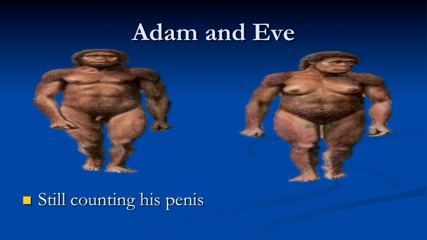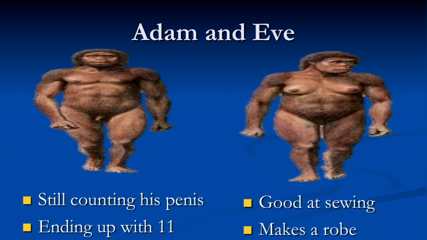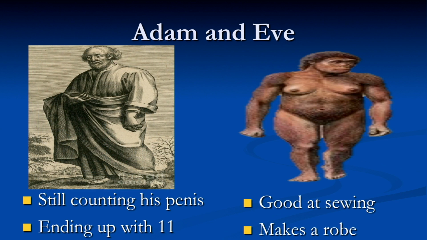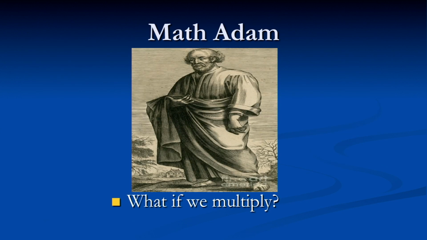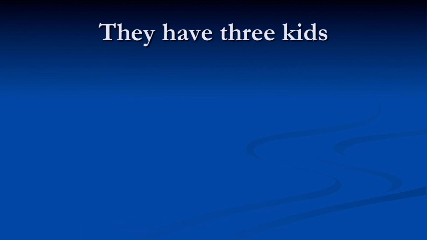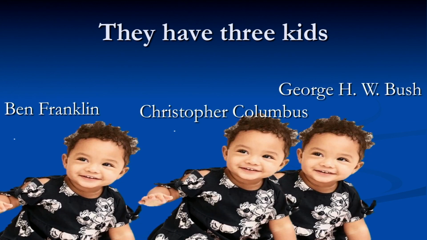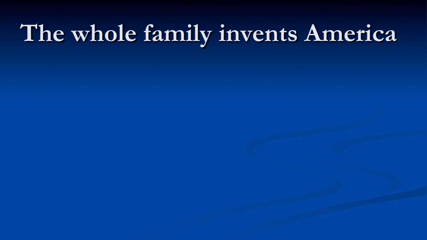So Adam and Eve, Adam is still counting his penis, and he's ending up with 11, but Eve is good at sewing, so she makes him a robe, and now he can't see his penis anymore. That's math. Adam thought, what if we multiply? So now sex has been invented. So they have 3 kids, Ben Franklin, Christopher Columbus, and George H.W. Bush, and the whole family invents America.